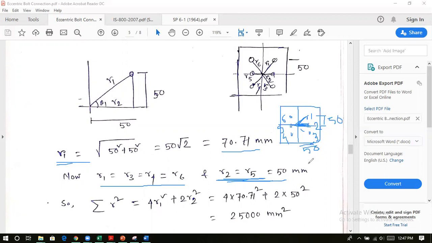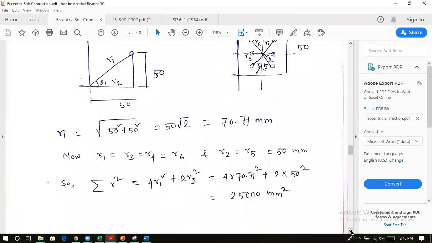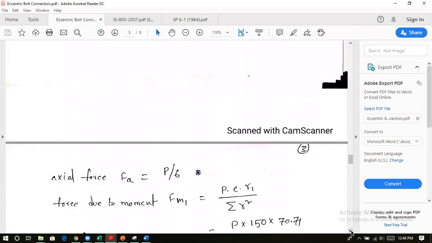Now to find the summation of R square, we can simply replace R3, R4, R6 by R1. So that will be 4R1 square plus R2 square plus R5 square. Since R2 and R5 are the same, you can write 2R2 square. And by doing so, you'll get a value of 25000 mm square. This is the summation of R square. Now we simply use this.